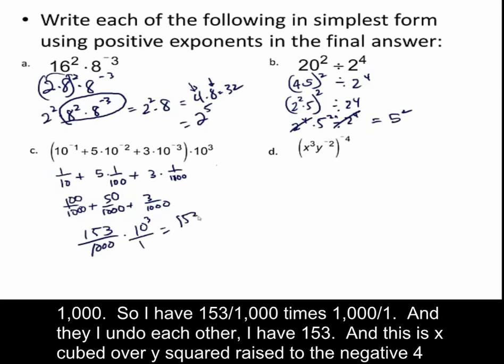So I have 153 thousandths times 1,000 over 1, and they undo each other. I have 153.